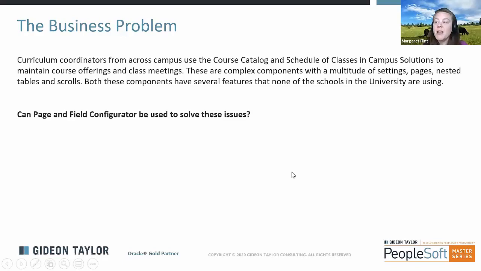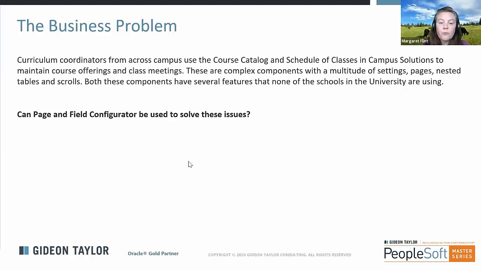So we're going to talk about an example of a relatively complex business problem and how the solution actually turned out with Page Field Configurator. We'll talk about the good, the bad, and the ugly. One thing to note is you are going to see an example that came out of Campus Solutions, but Campus Solutions tends to be a pretty complex iteration of PeopleSoft. So what I hope that you can learn is that if we can do it with an example like this in Campus Solutions, then it's worth a look for your organization.